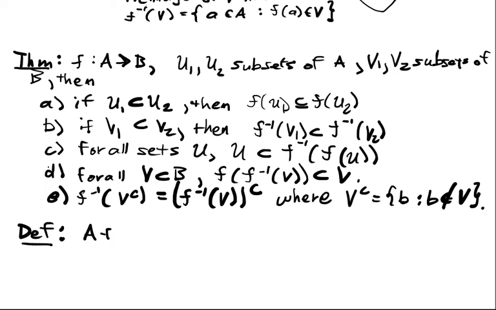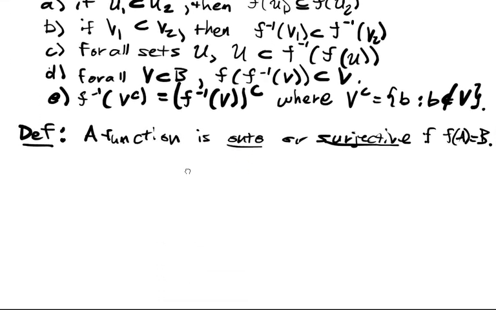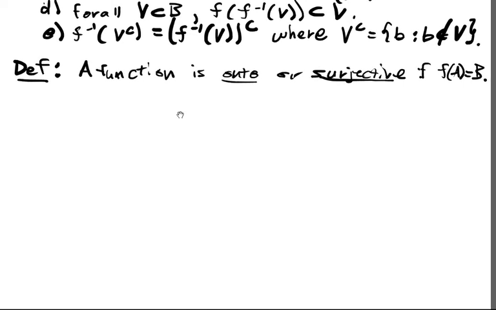So a function is onto or surjective. So we call this function onto or surjective if for every b there is an a such that f of a is equal to b. That is, I fill up b. So onto kind of makes sense, and surjective is kind of annoying, you just have to memorize it.